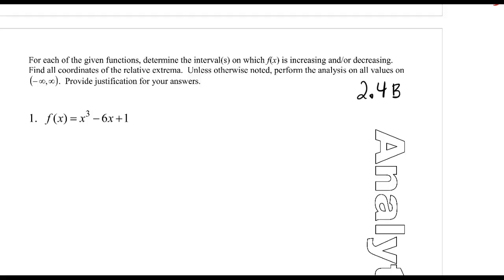Welcome to Lesson 2.4, Part B. In the first part of this lesson, we examined the graph of a function and used that to determine information about its derivative. Where the function was increasing, the derivative was positive. And where the function was decreasing, the slope and therefore the derivative was negative.